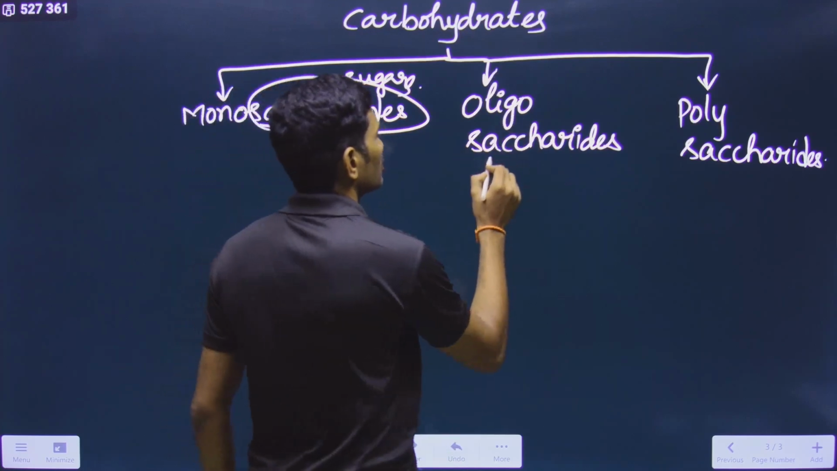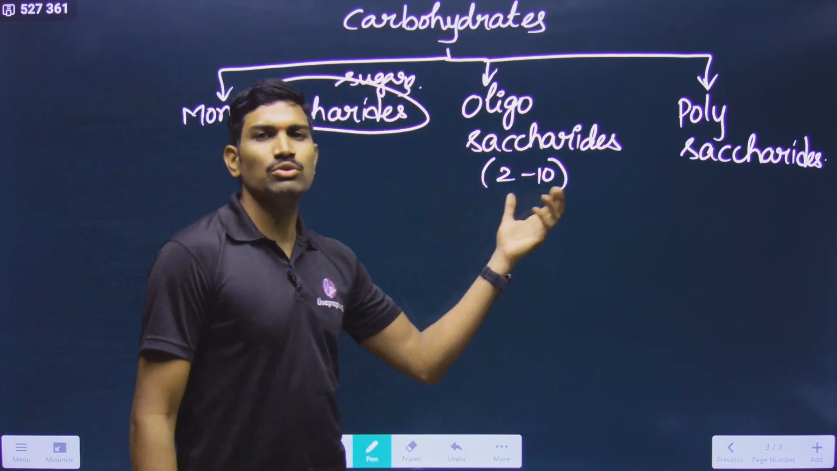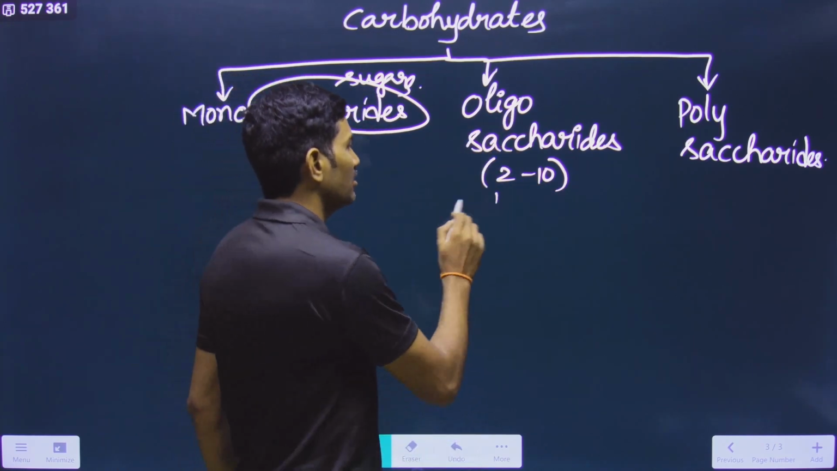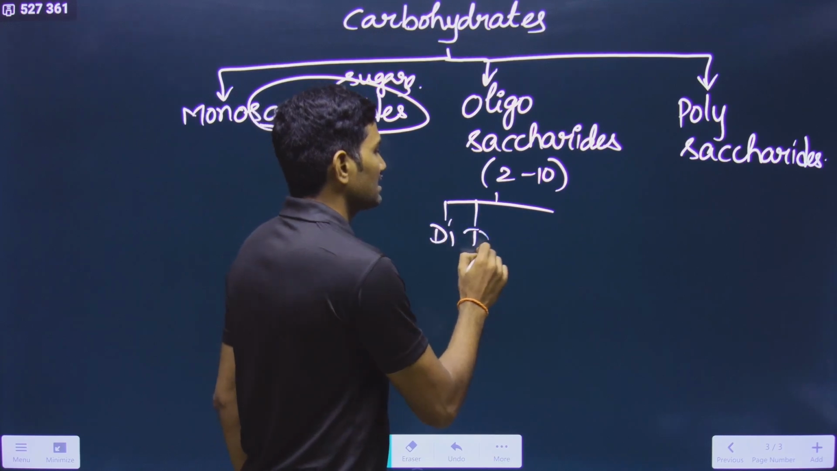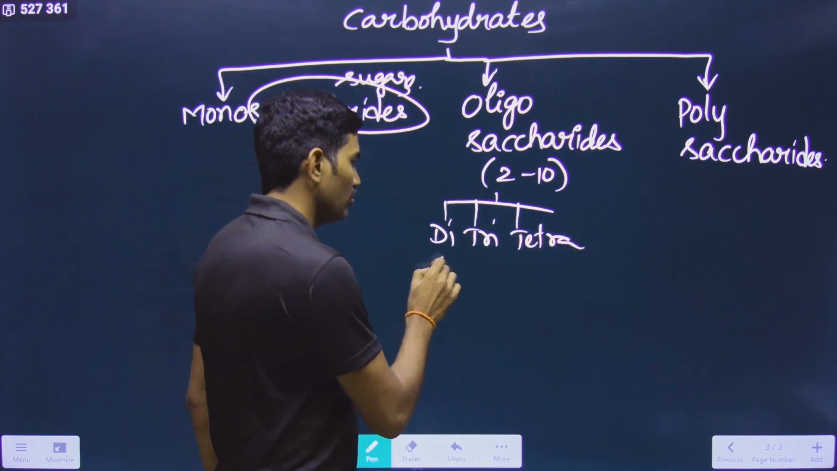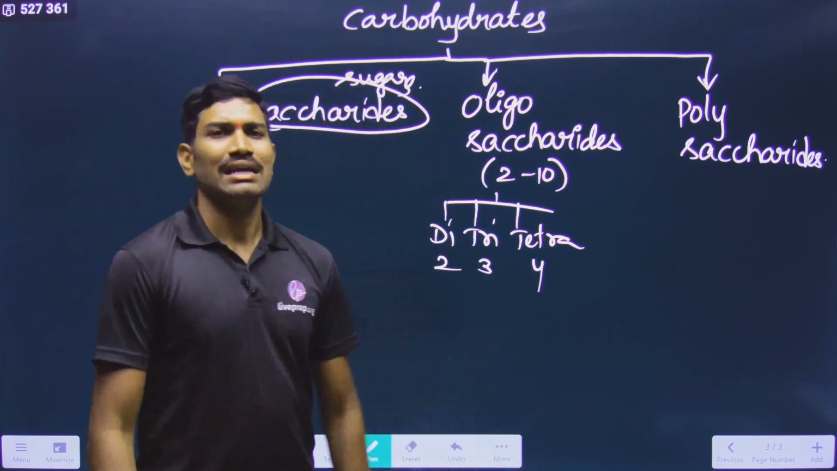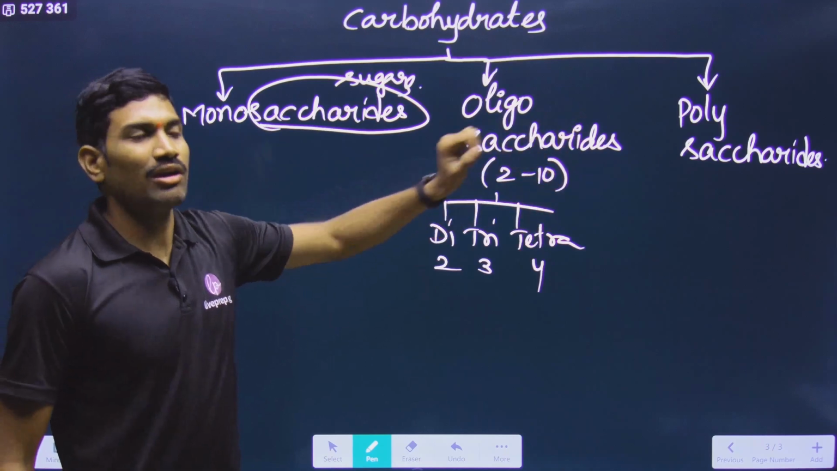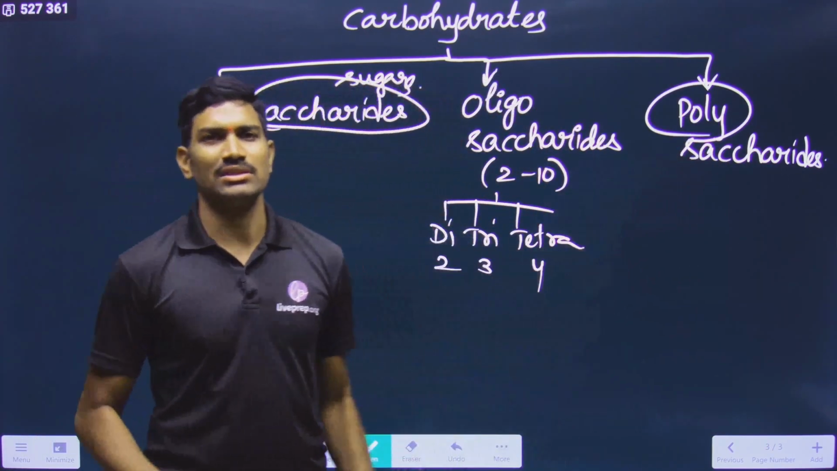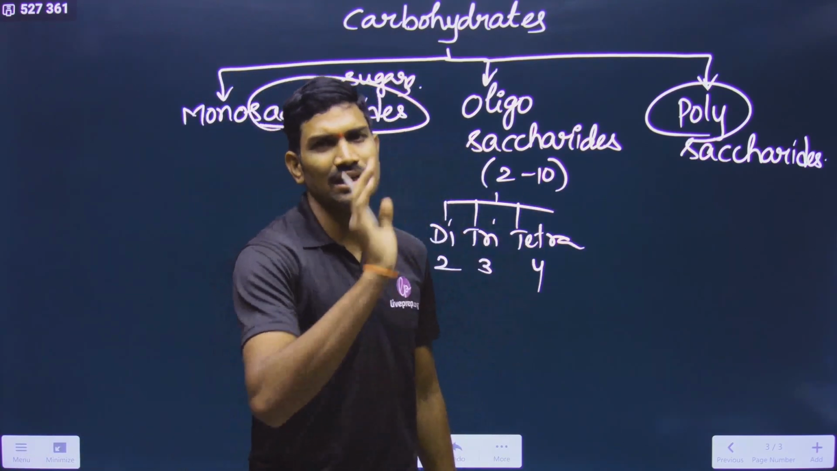In the case of oligosaccharides, generally 2 to 10 units are present. That's why oligosaccharides are again divided into disaccharides, trisaccharides, tetrasaccharides, pentasaccharides. Likewise, 2 units is a disaccharide, 3 units a trisaccharide, 4 units a tetrasaccharide. Poly means what? Many units are present. In the polysaccharides again, different types are there, which we will study separately under polysaccharides.